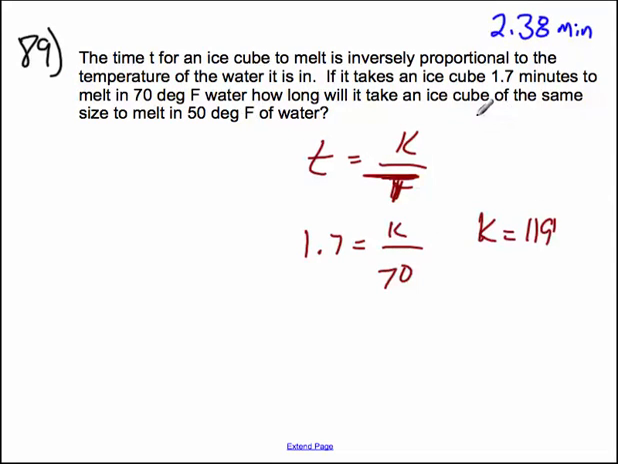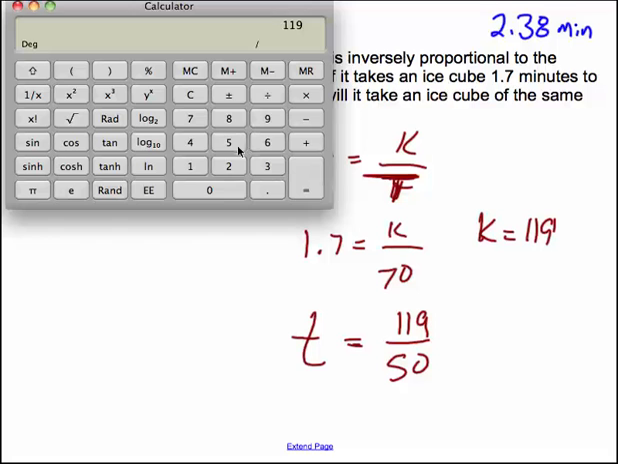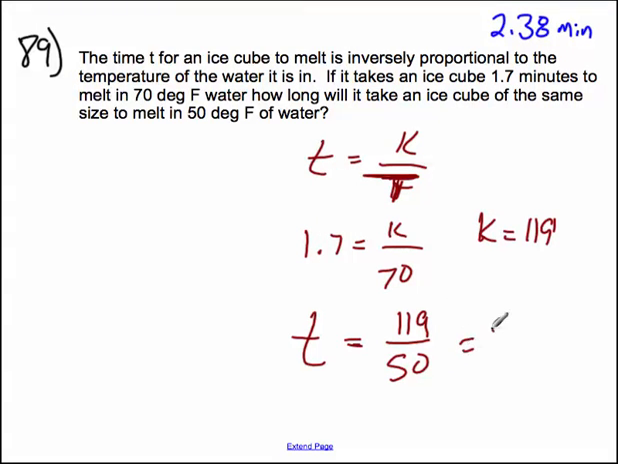So, how long will it take an ice cube of the same size to melt in 50 degree water? Well, we're trying to find the time. And the constant is 119 divided by 50 degrees of water. So our time is 119 divided by 50, and that's equal to 2.38 minutes.